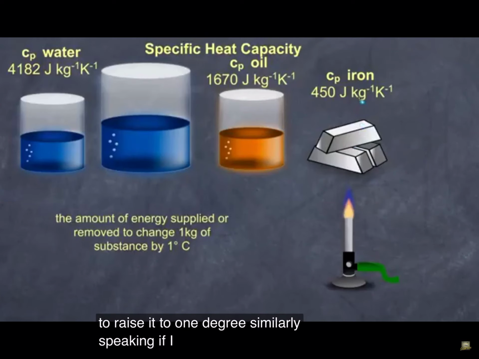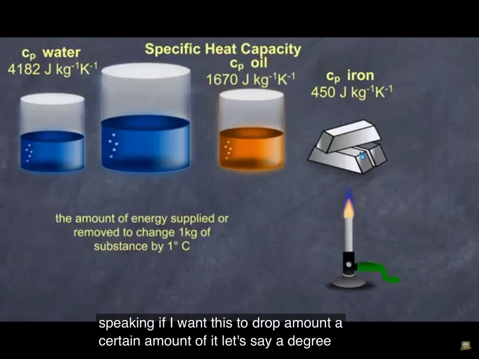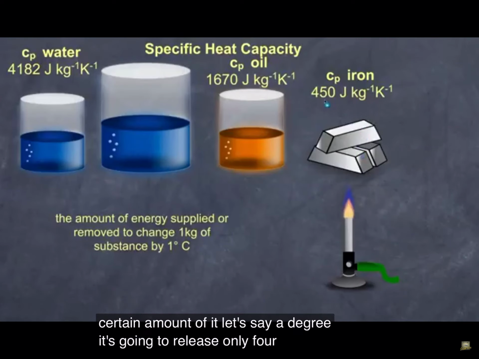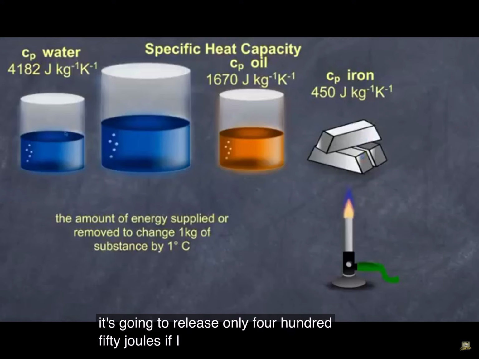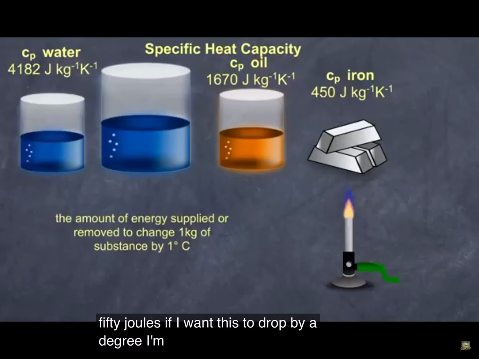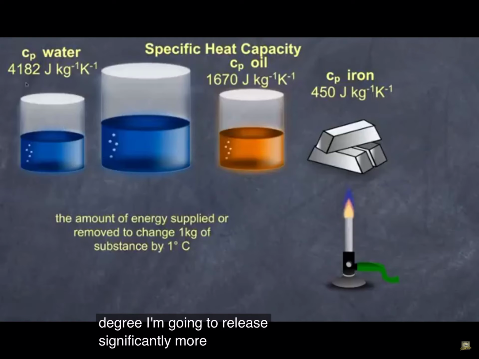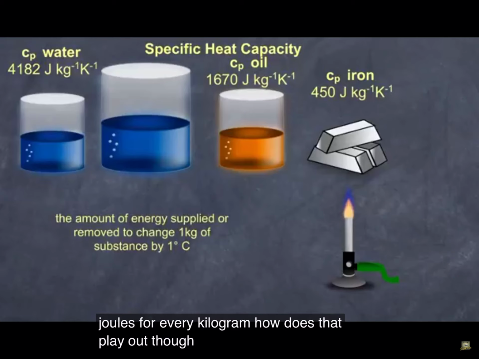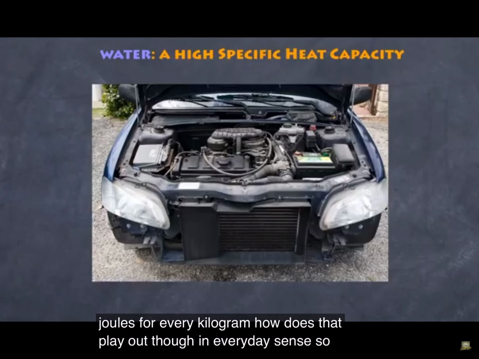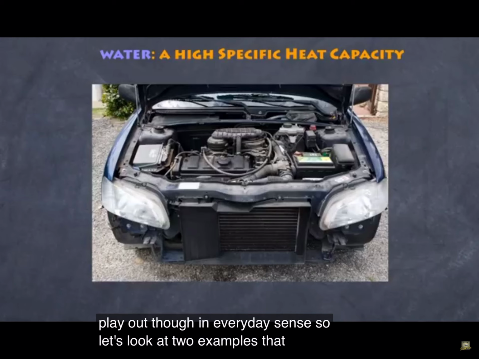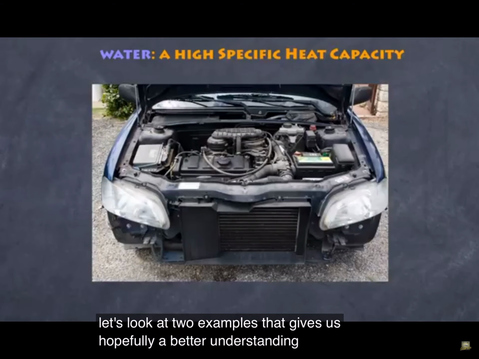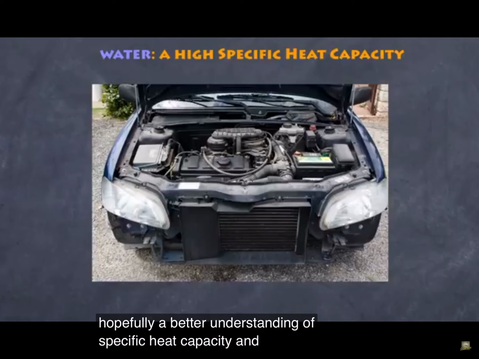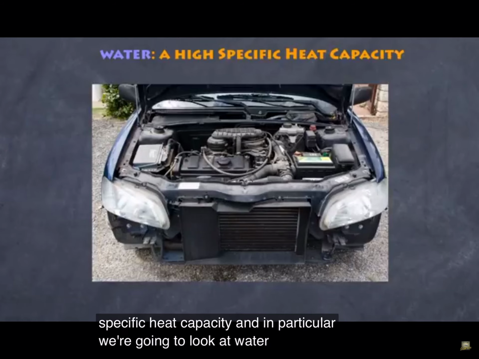Similarly speaking, if I want this to drop a certain amount, let's say a degree, it's going to release only 450 joules. If I want this to drop by a degree, I'm going to release significantly more energy, 4,182 joules for every kilogram. How does that play out though in an everyday sense? So let's look at 2 examples that give you hopefully a better understanding of specific heat capacity, and in particular we're going to look at water.